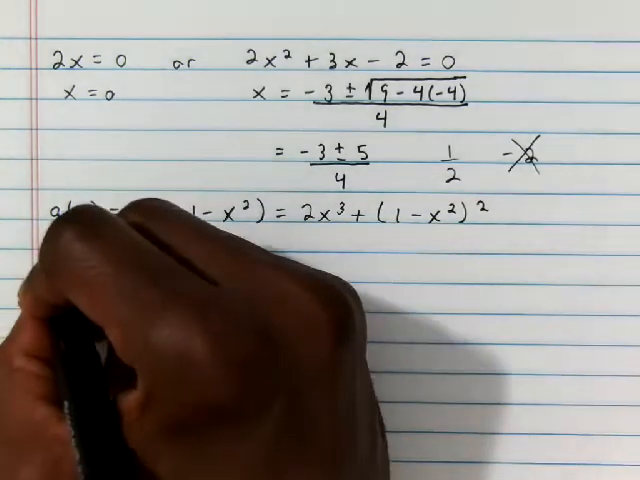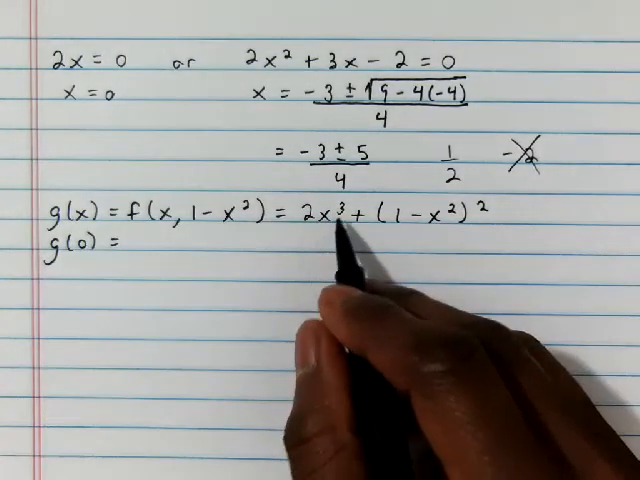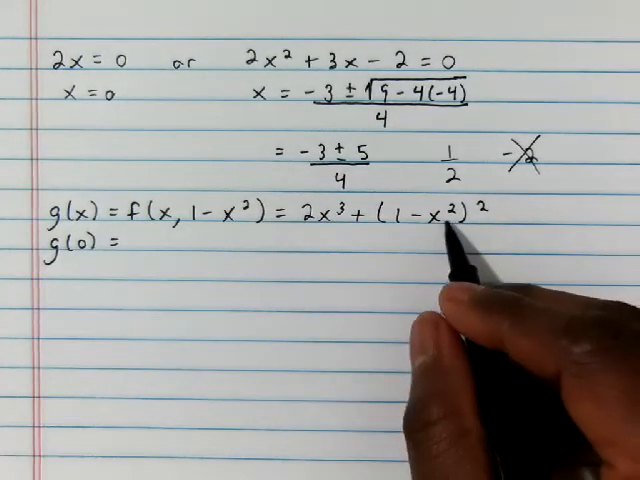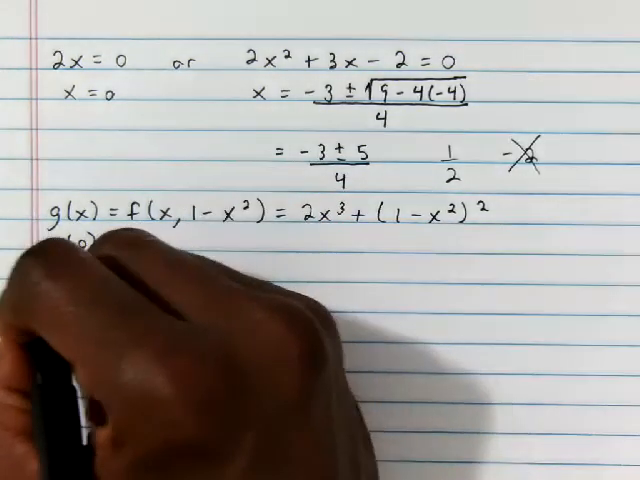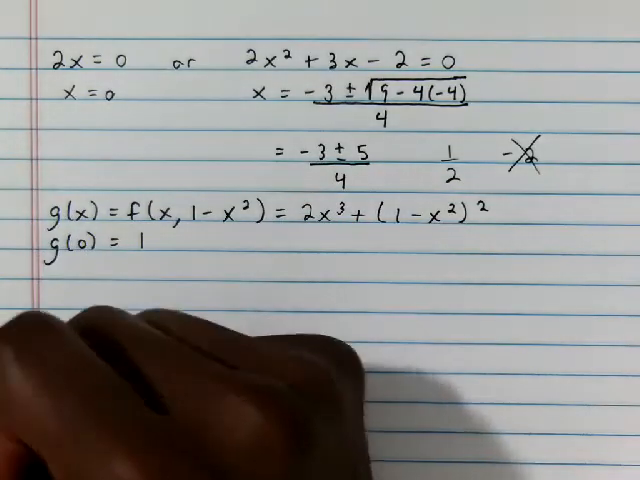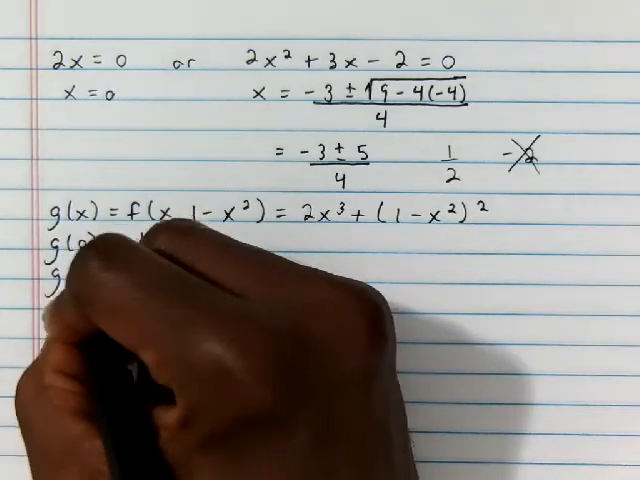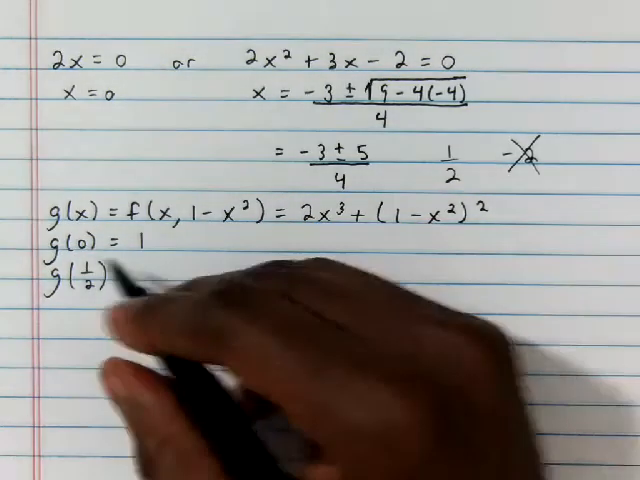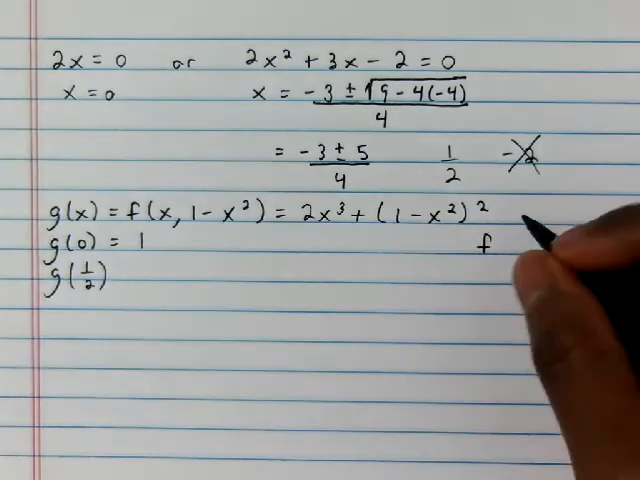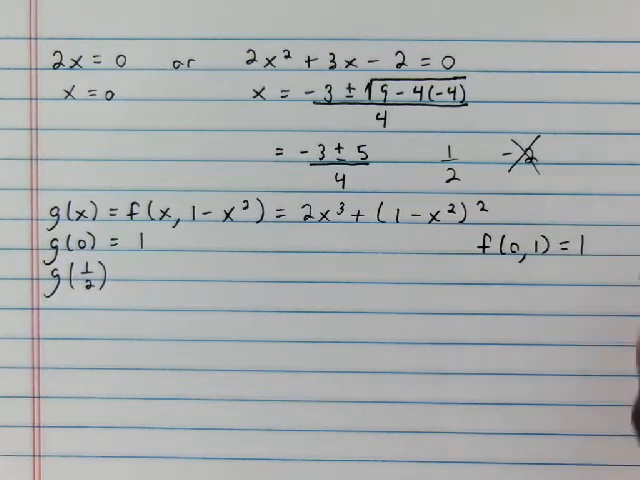So g of 0 is going to give us 0 here, and then we're going to get 1 right here. And then g of 1/2. Actually, I should have put these in the margin. So g of 0 is f of 0, 1, which is 1. So I'm putting all our comparison values over in the margin.